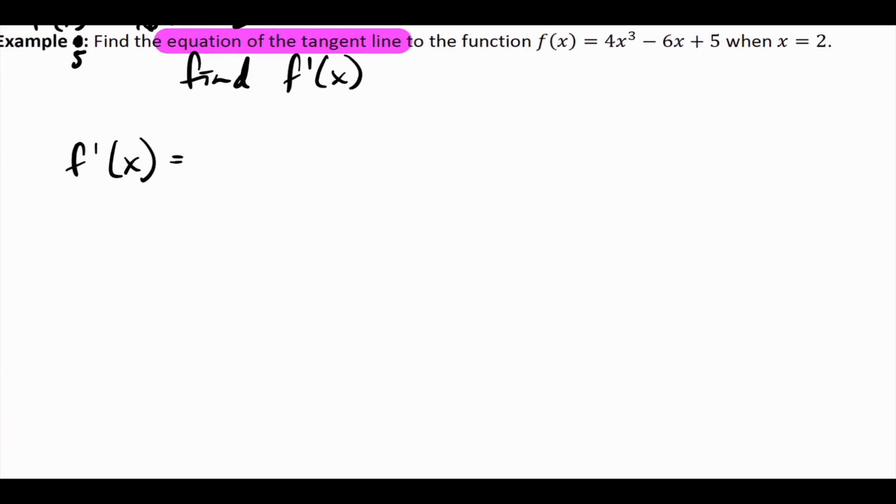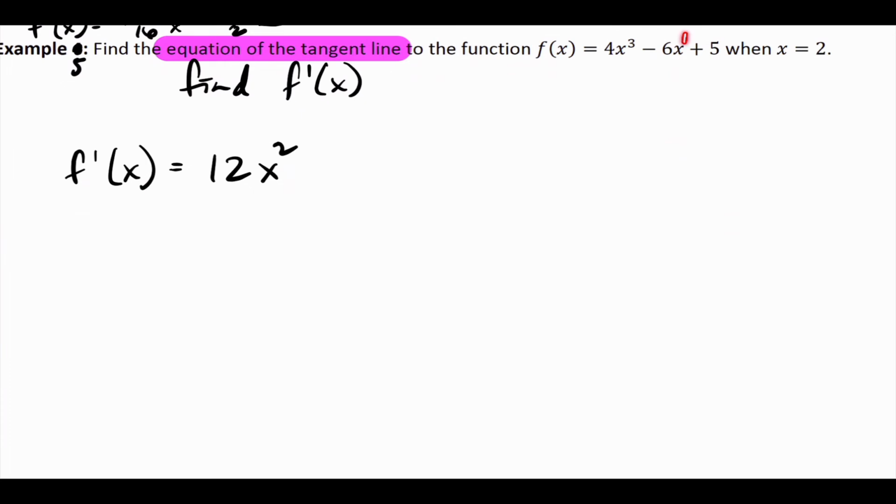Okay. So we move the 3 to the front, multiplies with the 4, becomes a 12. Subtract 1 power, it becomes squared. The negative 6x, move the power to the front, multiplies with the negative 6, becomes negative 6. No more x, it loses its power. And plus 5 is a constant, so that one goes away. That's the derivative. Done.